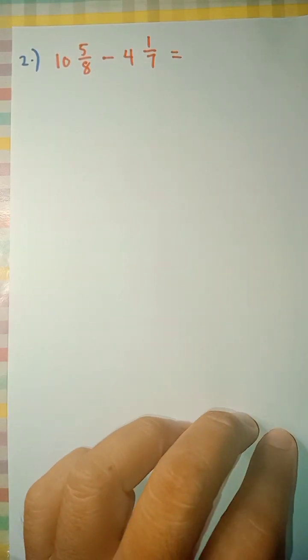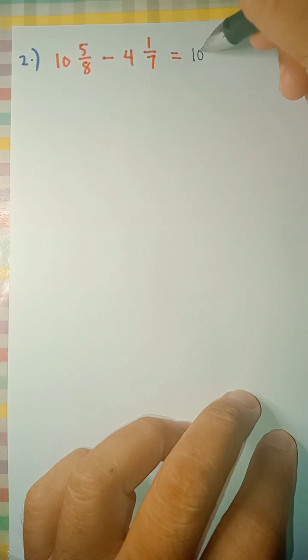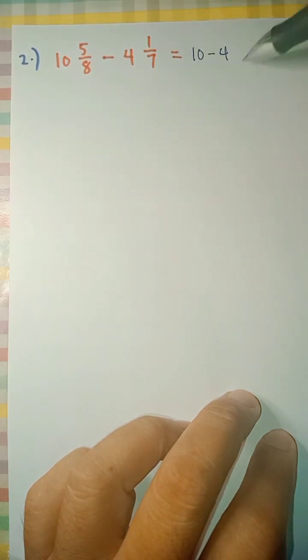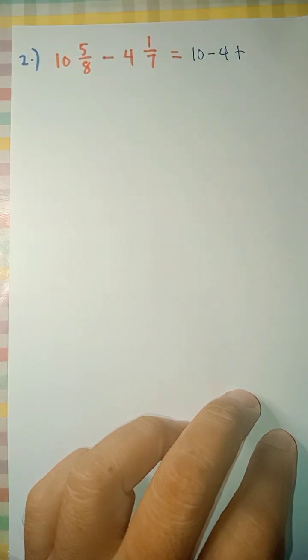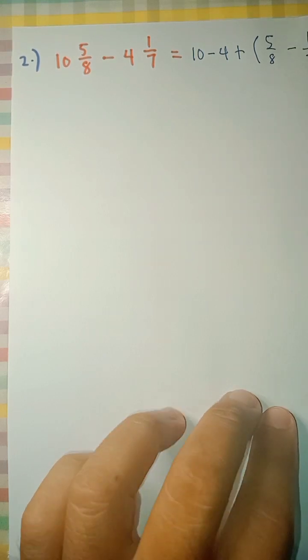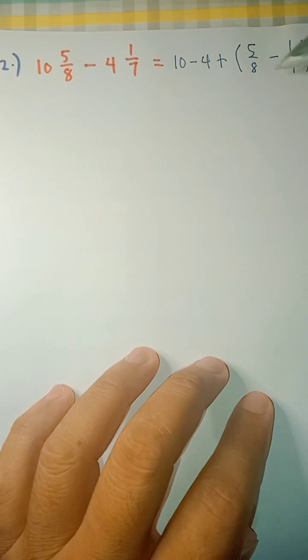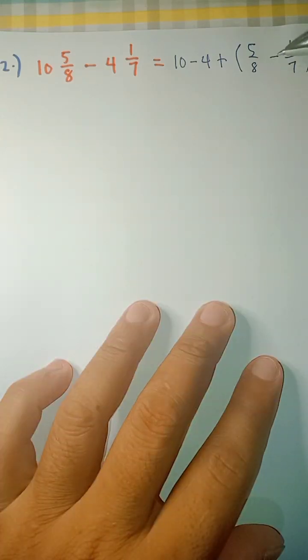Now, first method is to subtract these two whole numbers, 10 minus 4. Then their difference is to be added to the difference of these two proper fractions. So, 5/8 minus 1 over 7. Now, since these fractions here are dissimilar fractions, it means that their denominators are not the same. So we have to use the crisscross method to find their difference.